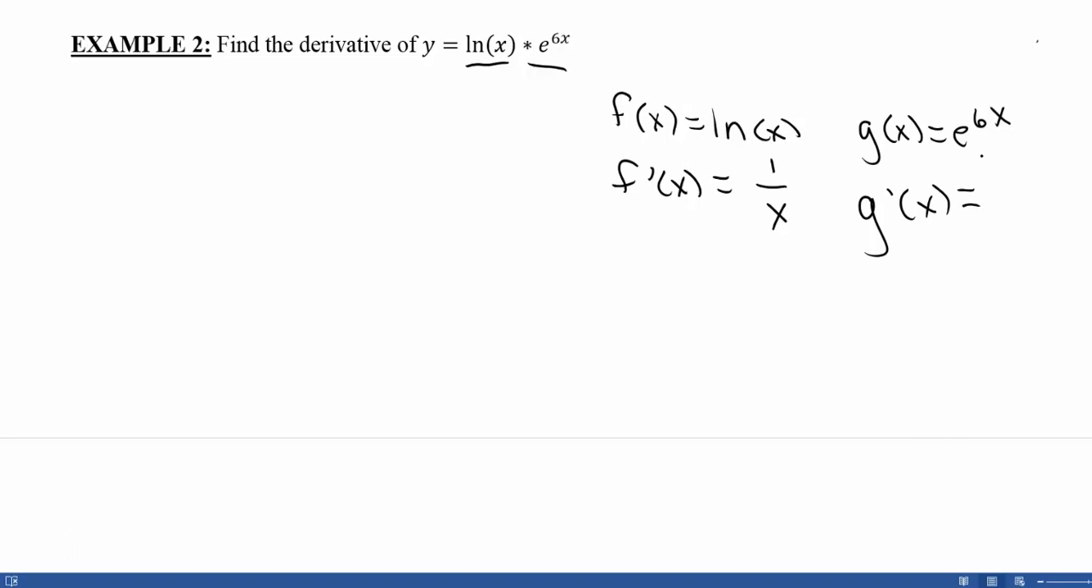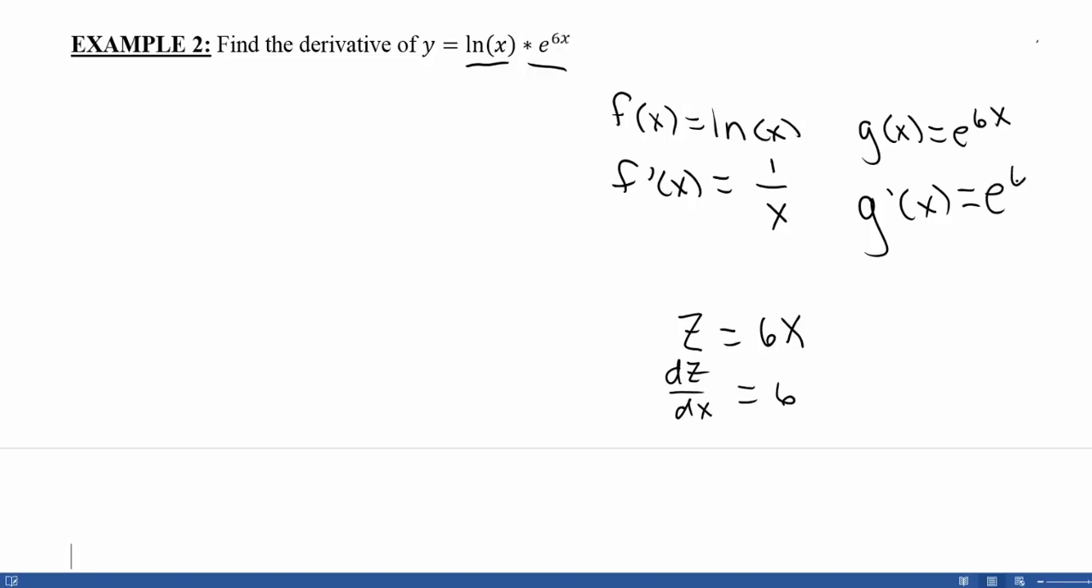So I'm going to go down below and I'm going to say, okay, for an e to something complicated, z is going to be the power of e, which is 6x. And dz dx, the derivative, is 6. And my chain rule said that I'm going to have e to the z, which is the same thing back, times dz dx, so times 6. So I have to use the chain rule to get my g prime of x.